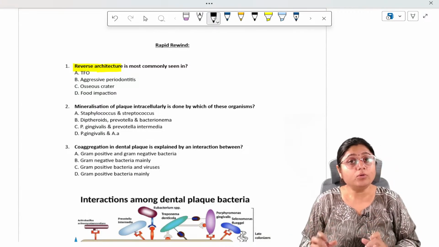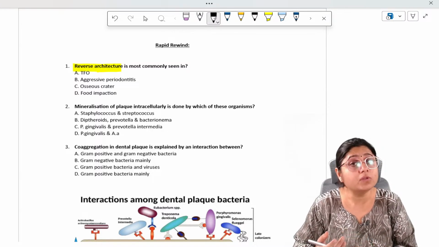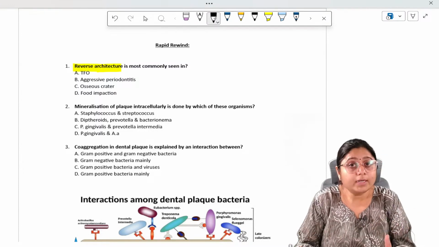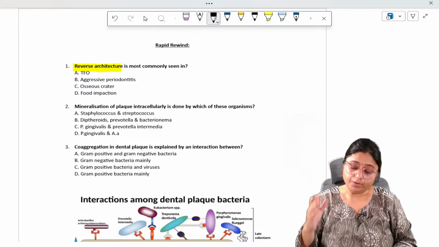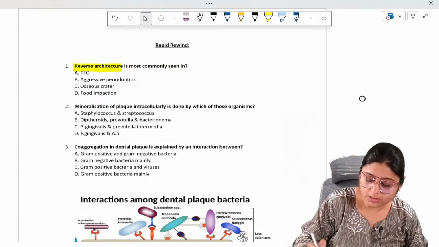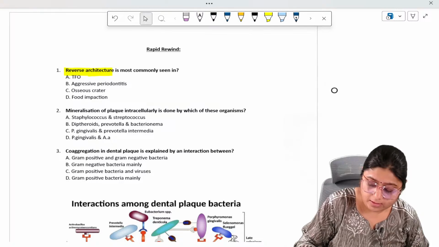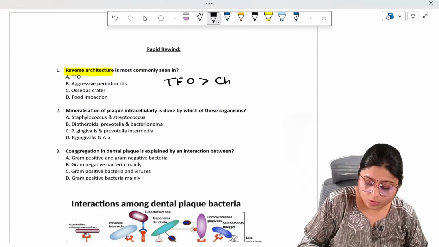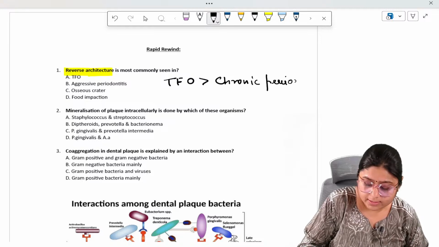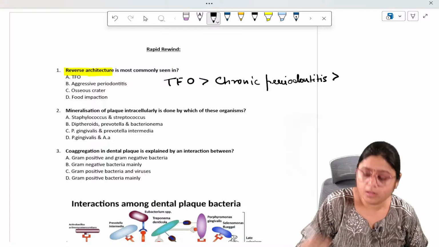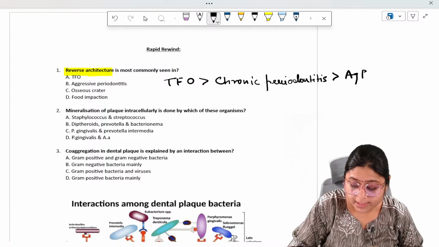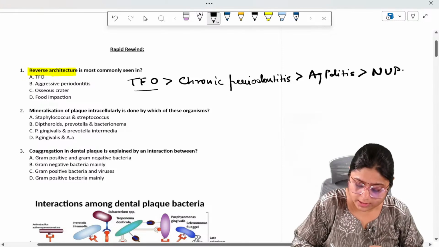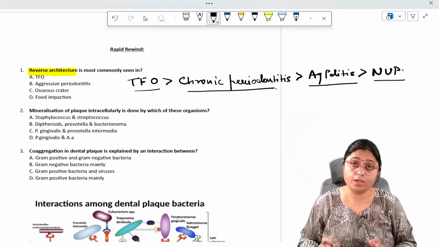Guys, I have told this many times. We have discussed this in doubt solving sessions, live classes, recorded classes, everywhere. The only way to remember this question is: the most common periodontal disease having reverse architecture is trauma from occlusion. Then it is chronic periodontitis. Next is aggressive periodontitis, and after that is NUP. This is the order which you need to remember, starting with TFO.